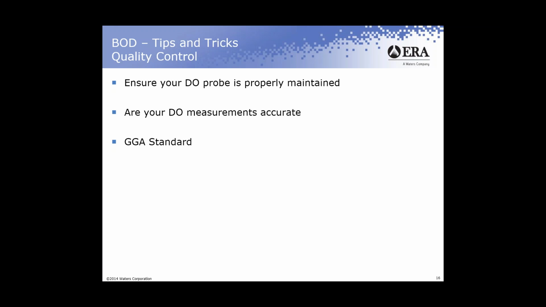The BOD standard that ERA supplies is a GGA standard. It's made up with glucose and glutamic acid. We do sell those as quality control samples. If you want to run those along with your sample, even better for your quality control. You've got an outside source certifying that sample for you. So if your GGA is out, it takes away the one variable, well, did I make my GGA standard up properly? So quality control is a very, very important measure when we're talking about improving the reliability of our results.